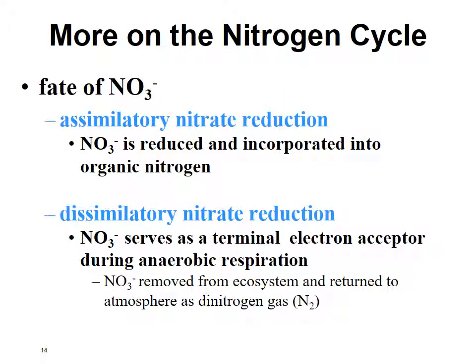Let's look at the two different fates of nitrate. Nitrate may be reduced and incorporated into organic nitrogen. This is referred to as assimilatory nitrate reduction, or nitrate may serve as a terminal electron acceptor during anaerobic respiration. In this case, nitrate is removed from the ecosystem and returned to the atmosphere as nitrogen gas. This is referred to as dissimilatory nitrate reduction.